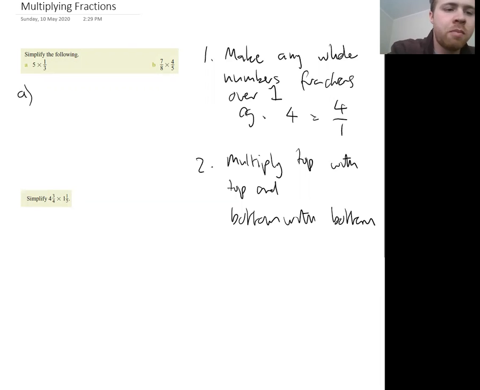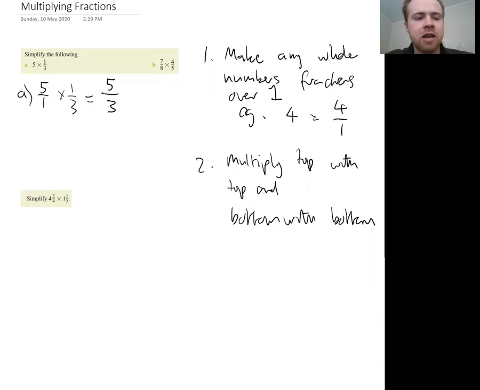So number one, A becomes 5 over 1 times 1 over 3. And then we just need to multiply the top with the top. So it becomes 5. And then the bottom with the bottom, which becomes 3. And we get our answer, which is 5 over 3. So you can see there, the top two numbers have multiplied to get our top number in our answer, and the bottom two numbers have multiplied to get the bottom in our answer.